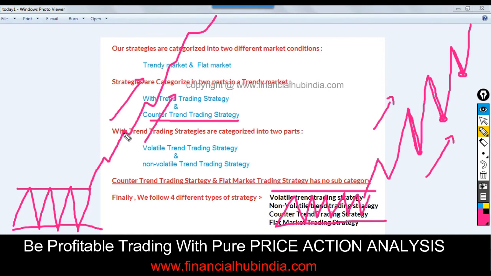In a non-volatile trend, you don't see counter trend traders. There's no presence of sellers. There's no presence of counter trend players. But in a volatile market, you have.